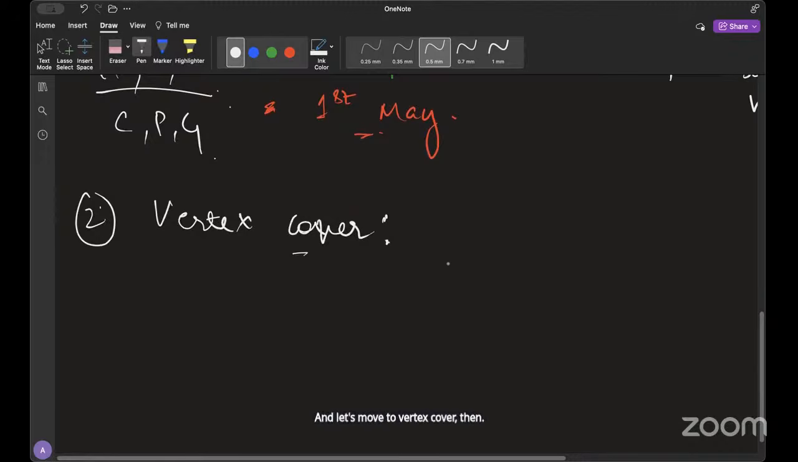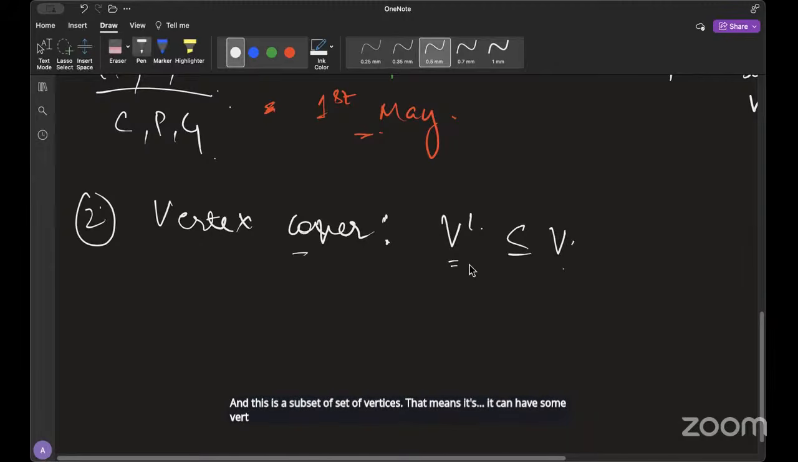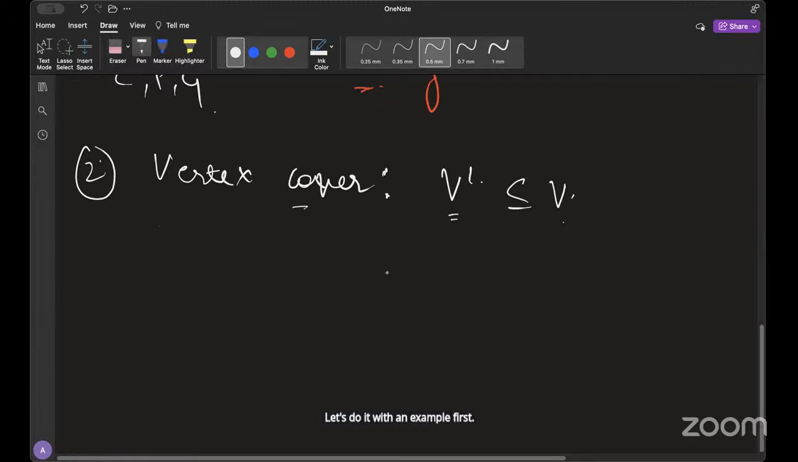The vertex cover is basically a set, and let's call that set B dash. So it's a set of vertices. This is the collection of all the vertices of the graph, and this is a subset of the set of vertices. That means it can have some vertices. And what vertices can it have? Let's do it with an example first.